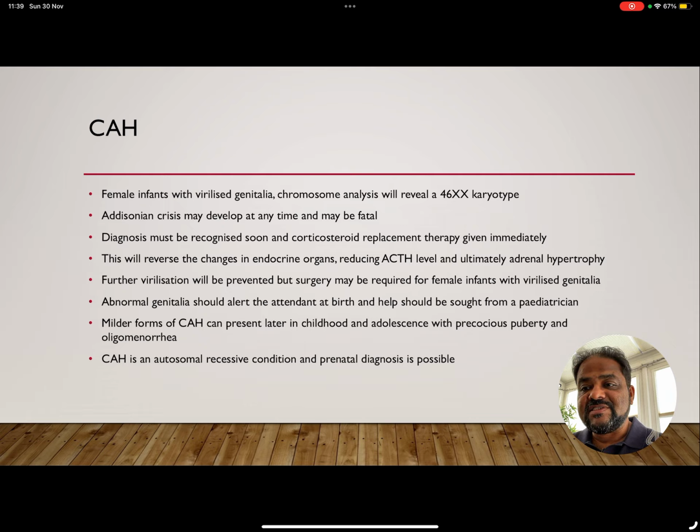This will reverse the changes in endocrine organs, reducing ACTH level and ultimately reducing adrenal hypertrophy. Further virilization will be prevented, but surgery may be required for female infants with virilized genitalia. Abnormal genitalia should alert the attendant at birth, and help should be sought from a pediatrician. Milder forms of congenital adrenal hyperplasia can present later in childhood and adolescence with precocious puberty and oligomenorrhea. CAH is an autosomal recessive condition, and prenatal diagnosis is possible.